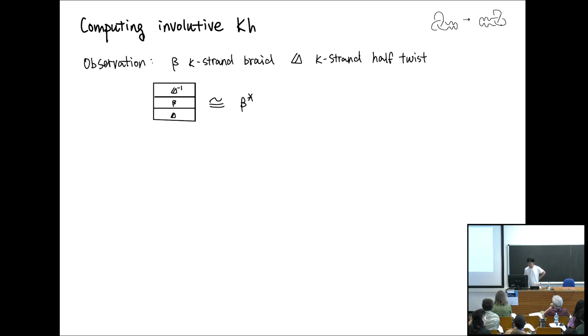So here's the idea. If you have a K-strand braid beta, and you want to flip it across the y-axis, then what you need to do is conjugate that braid by the half twist. This one may not be very intuitive, but here's maybe a better picture.